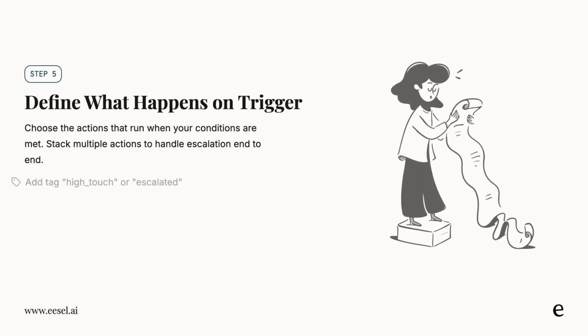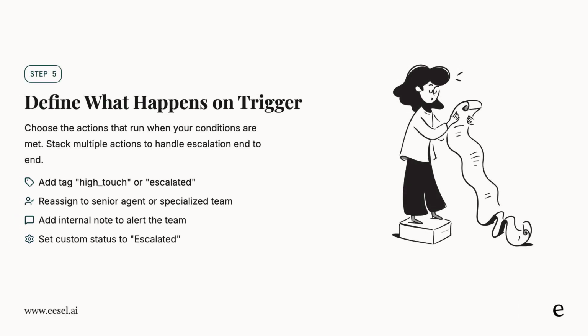Now choose what happens when the conditions are met. You can add a tag like High Touch to make the ticket visible in views, reassign it to a senior agent, post an internal note alerting the team, or set a custom status. Stack multiple actions to handle the full escalation flow in one trigger.